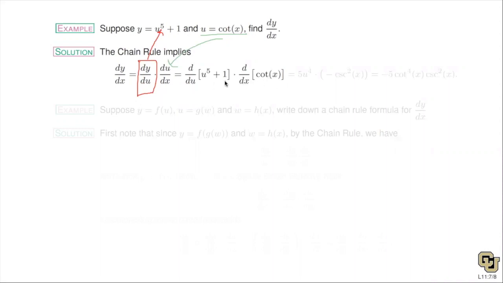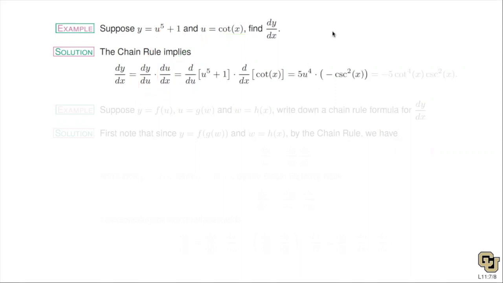u to the fifth plus 1, it's a sum, so I can just take the derivative of each term and add it. u to the fifth is a variable raised to a number, so I'm going to use the power rule. Bring the 5 down, subtract 1, the derivative of 1 is 0. So you get 5u to the fourth.